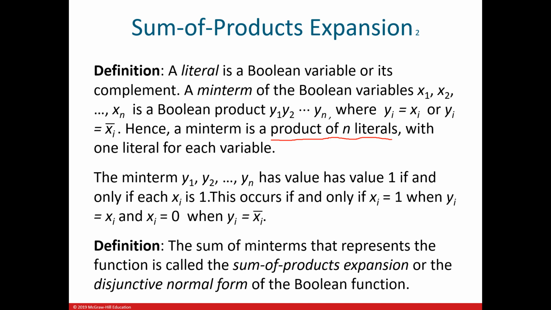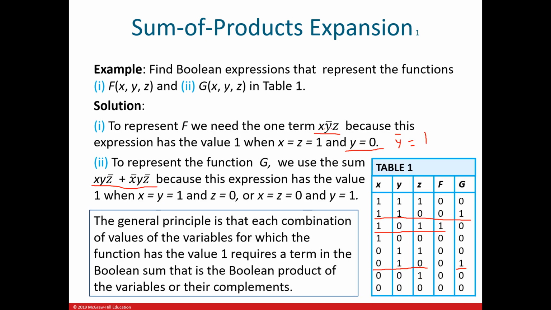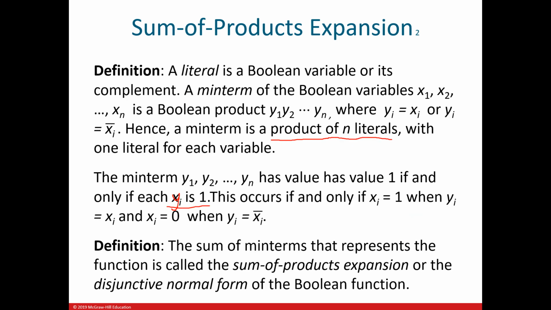Now a minterm y1, y2, ..., yn has value 1 if and only if each of these terms yi is 1, and this occurs only if xi is 1 when yi is equal to xi, and xi is equal to 0 when yi is equal to x complement. So if there is another complementary term, then we can have that discussion. Like in the previous case, here we needed y complement to be 1, it means y needed to be 0.